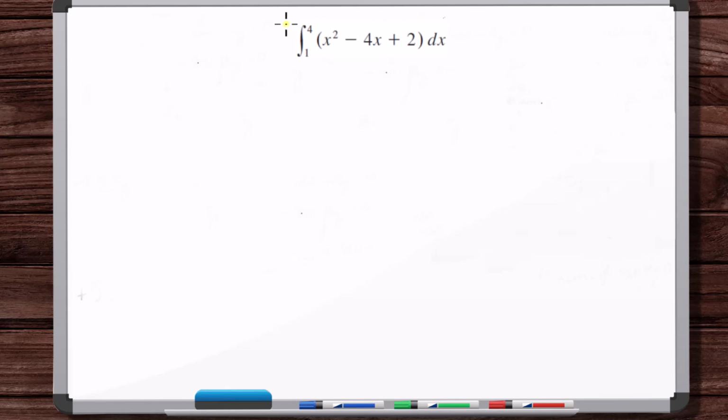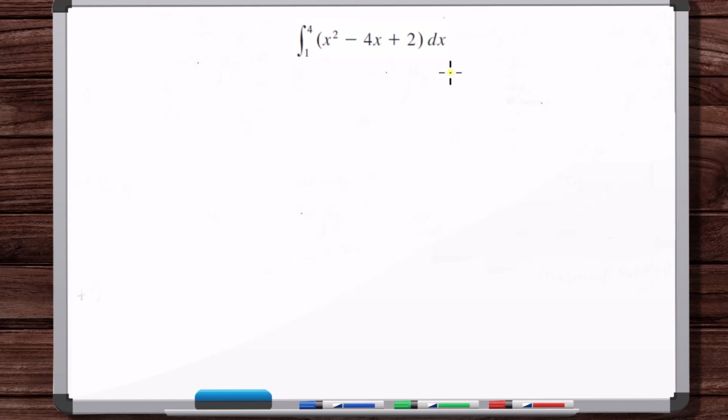Okay, let's evaluate this integral, and we're going to do this manually using the limit definition of the integral. First we want to make a Riemann sum as a function of n, and then we're going to take the limit as n goes to infinity of that Riemann sum. But which Riemann sum do we do? Do we do a left endpoint, right endpoint, midpoint, some mixture?